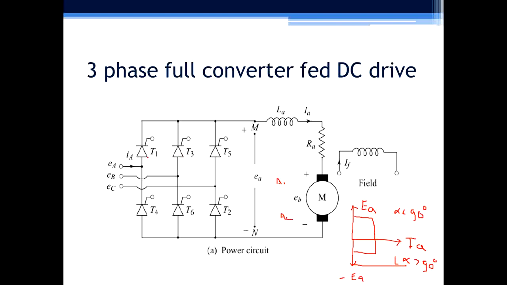So T1 will conduct when A phase is positive, T3 when B phase is positive, and T5 when C phase is positive. Similarly, T2 will conduct when C phase is negative and gate pulse is applied. T6 will conduct when B phase is negative and gate pulse is applied, and T4 will conduct when A phase is negative and gate pulse is applied. So let us understand the operation of this in detail.